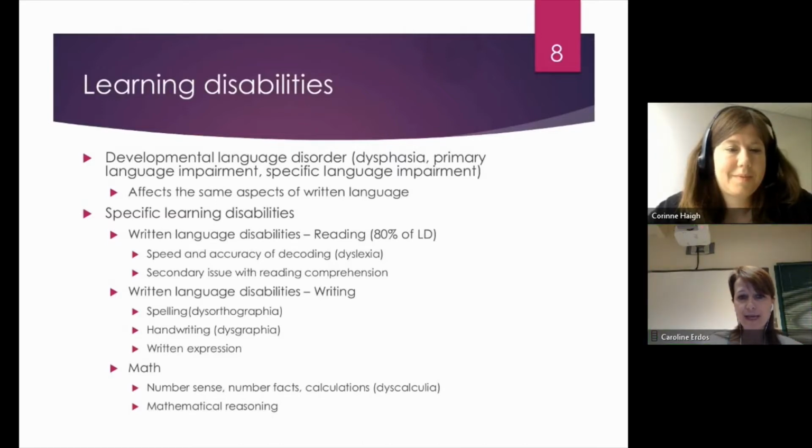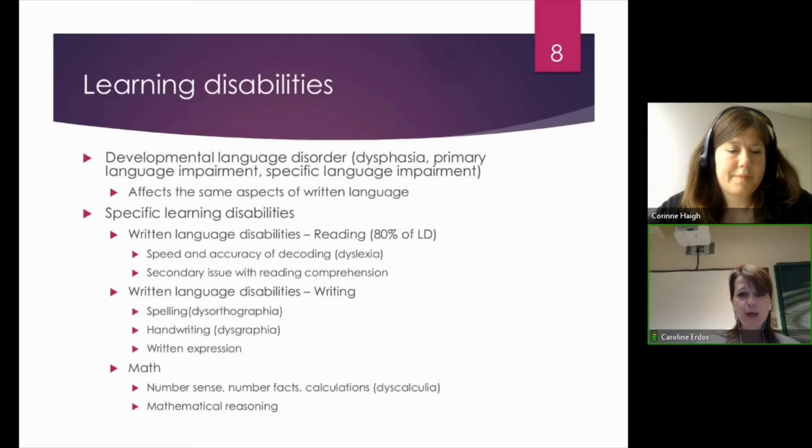And written language disabilities that affect reading tend to manifest themselves as speed or accuracy of decoding issues. So the child is slow at decoding or inaccurate at sounding out the words. And this can cause a secondary problem with reading comprehension, because if I'm decoding the word table as tub, it'll be almost impossible for me to figure out this object that I'm supposed to be thinking about as I'm reading that word.